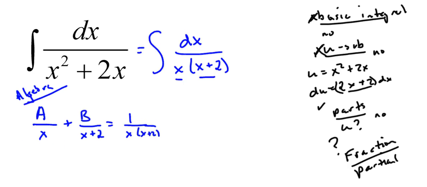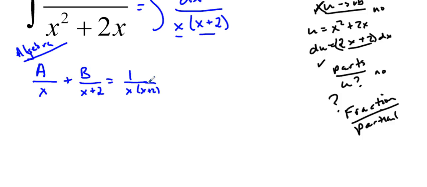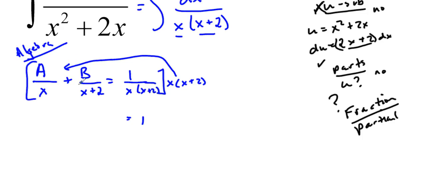Now from here, I'm going to try to eliminate these denominators. So I'm going to multiply both sides by this expression right here. When I multiply this entire expression by the denominator, this turns into 1. Over on this side, we distribute, and the x's cancel out, so we're left with a times x plus 2. I then multiply the other term by this expression, and we have b times x, because the x plus 2's cancel out.